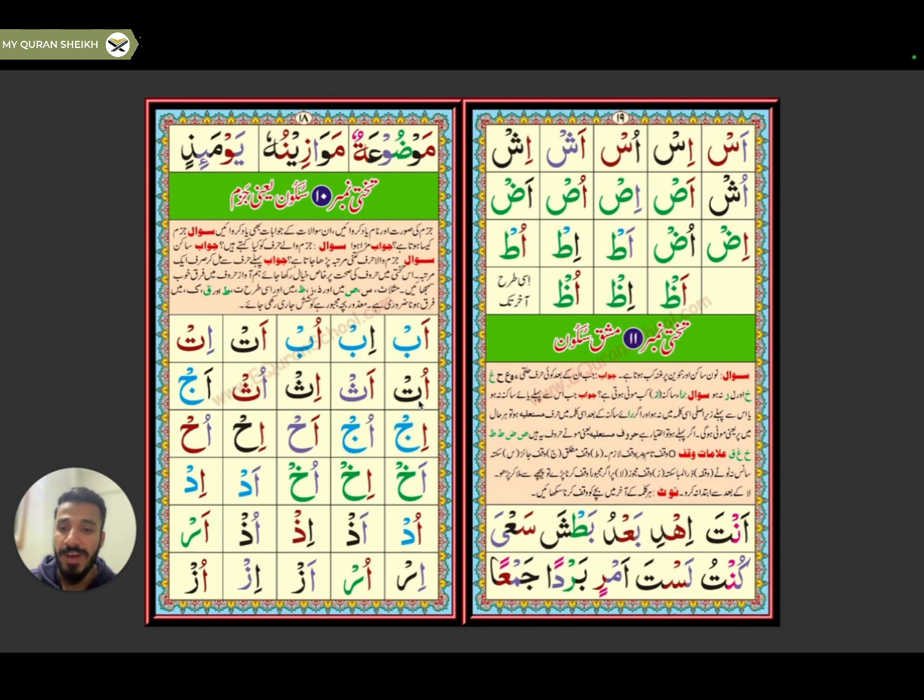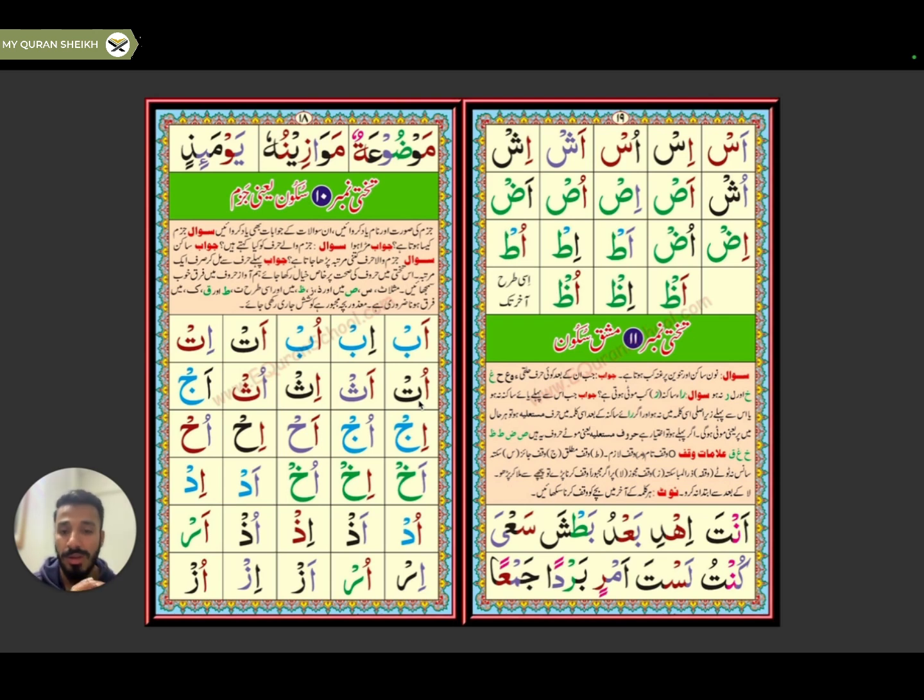And these are the 5 letters that we'll be talking about in general. These are Ba, Jim, Dal, Ta, and Qaf. More commonly, these are remembered as Qutbu Jadda: Qaf, Ta, Ba, Jim, Dal. This just serves as a tip or technique to remember these letters more easily. And we do a Qalqala on these letters.